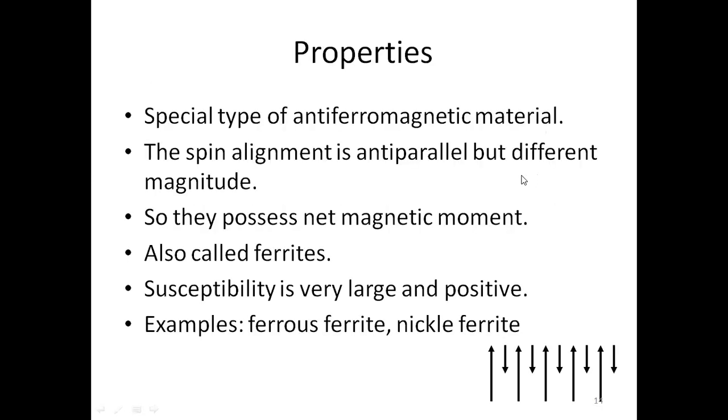Now, the ferrimagnetic material, a special type, again depending upon the spin, you can see the diagram also. A special type of antiferromagnetic material, the spin alignment is anti-parallel, but you can see that the magnitude of this spin is somewhat different. So they possess a finite magnetic moment, and the materials exhibiting this kind of spin are said to be ferrites, and the susceptibility value is very large and positive. The examples of these ferrimagnetic materials are ferrous ferrite, nickel ferrite, and so on.